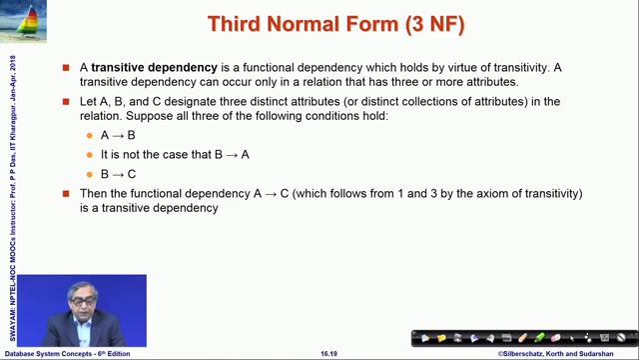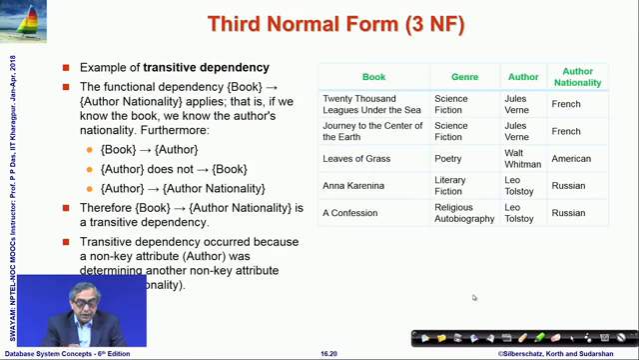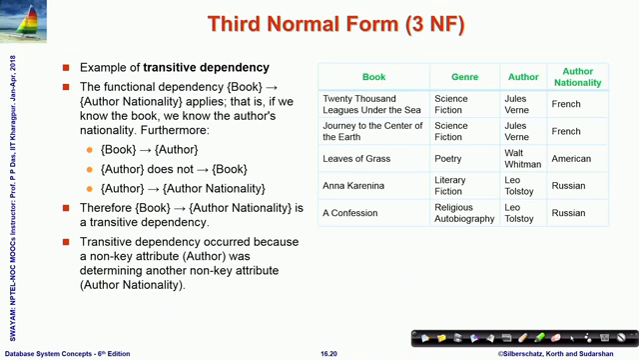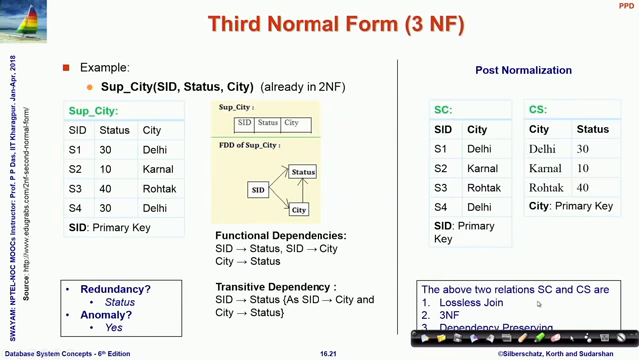So, this is the definition of transitive dependency, which I have just loosely told you. I will skip over this. They have given another example of a very different kind of relationship: book, genre, author and author nationality. Given the book, you know the author, there is a functional dependency. Given the author, you know the author nationality, but author does not determine the book, because the author may have written multiple books. Since book determines author and author determines author nationality, we have that book determines author nationality, and therefore there is a possibility of redundancy, a transitive redundancy due to this transitive dependency.